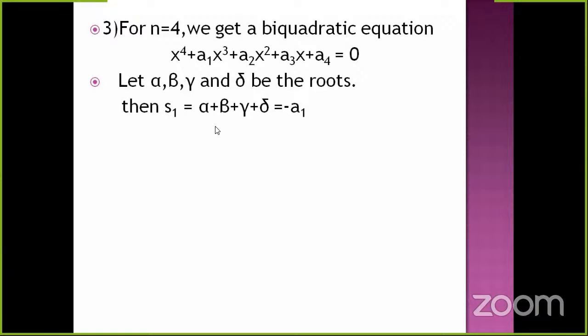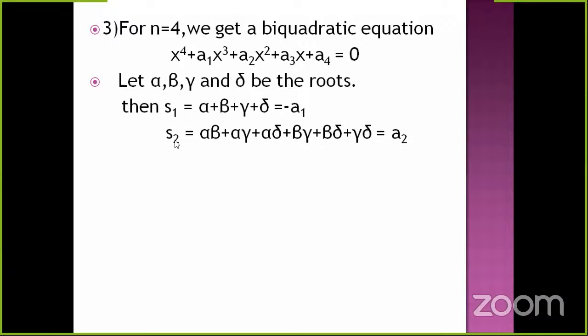S1 is the sum of the roots, that is alpha plus beta plus gamma plus delta, and the value will be equal to minus of x cube quotient by quotient of x power 4, that is minus a1. So S1 value will be equal to minus a1 for a monic polynomial. And what will be the S2 value?